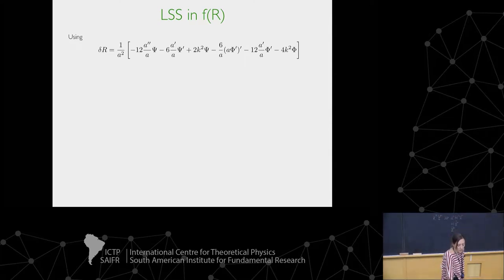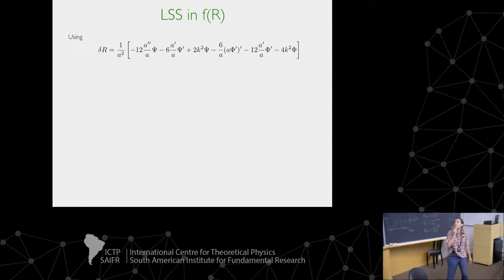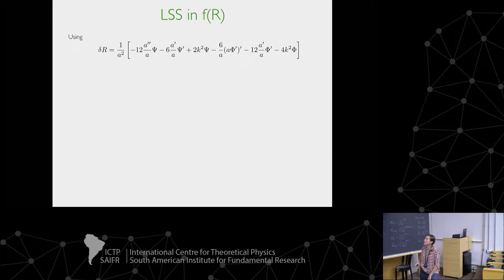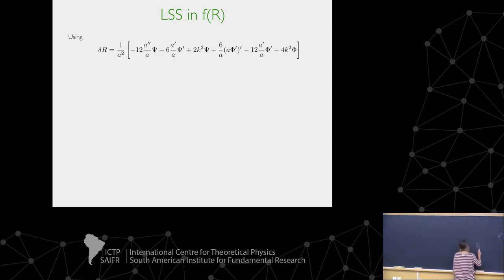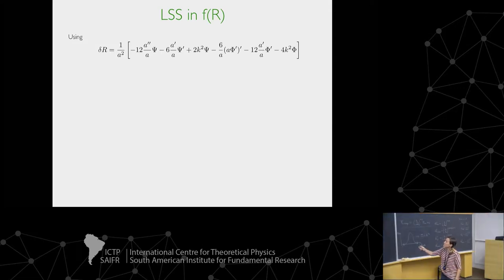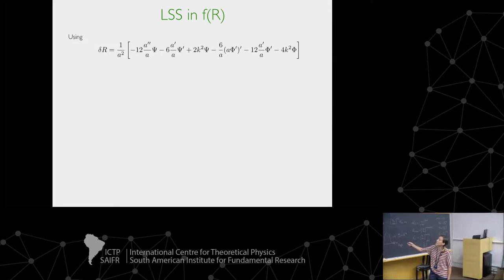So we need to do some algebra to go from those equations that I showed, the Einstein equations, to where I want to get. The first thing is that I'm going to open δF_R and express it as the second derivative of F with respect to R times δR. So I'm going to go to the metric variables, and then look at the perturbation to the Ricci scalar in Newtonian gauge. Linear expansion, of course, in Newtonian gauge.